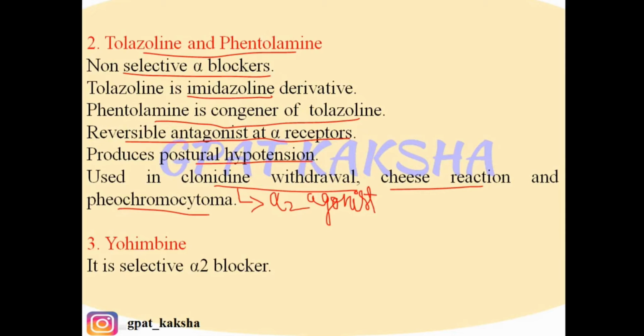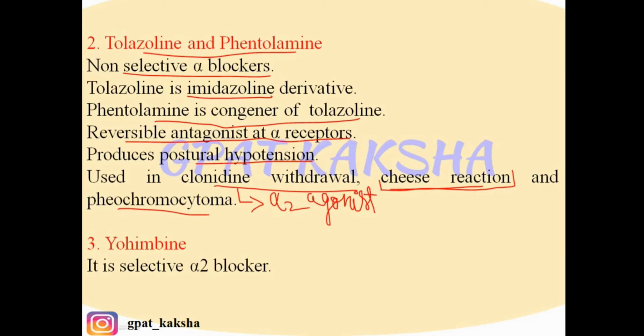So tolazoline and phentolamine are used in clonidine withdrawal syndrome and in Cheese reaction. In Cheese reaction, the absence of monoamine oxidase, the enzyme which leads to degradation of tyramine containing foods, is seen, and this tyramine leads to abrupt release of noradrenaline or produces enhanced adrenergic effects. So to control Cheese reaction, tolazoline and phentolamine are used.